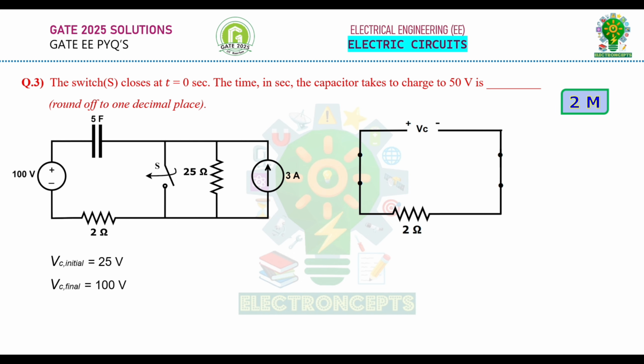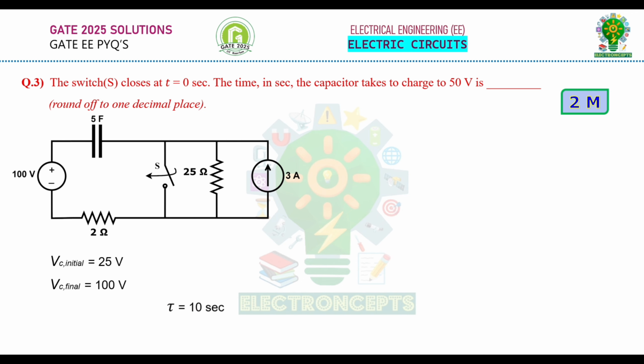We know that for an RC circuit, the time constant is equal to R into C. Therefore, the time constant tau is equal to resistance 2 ohms multiplied with capacitance 5 farad, which is equal to 10 seconds. Now let us solve the remaining question.